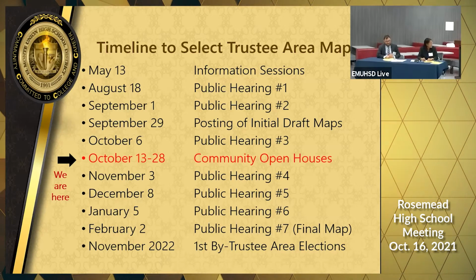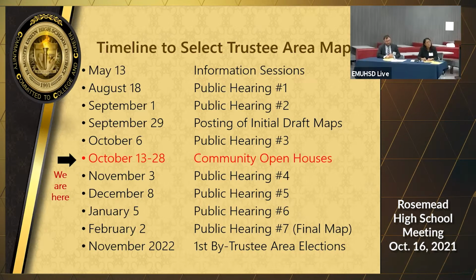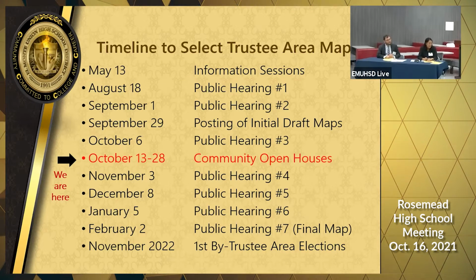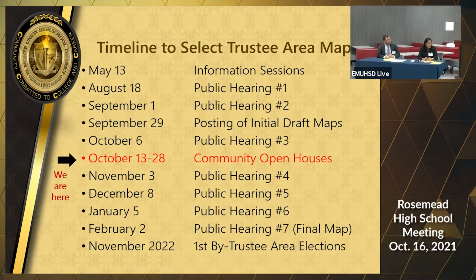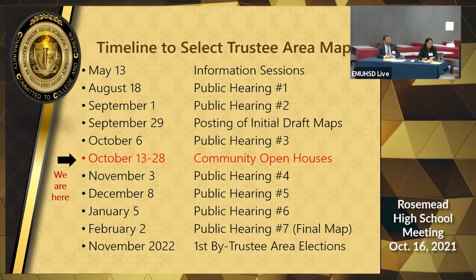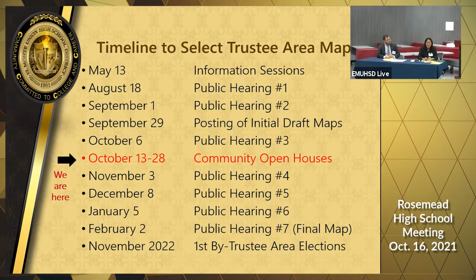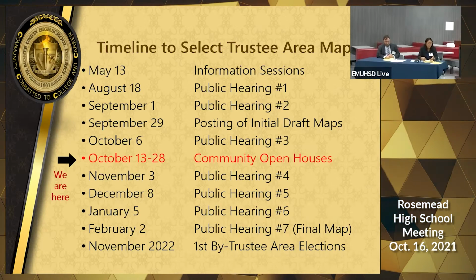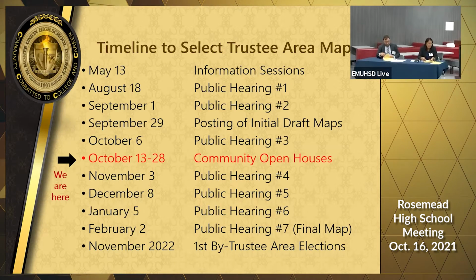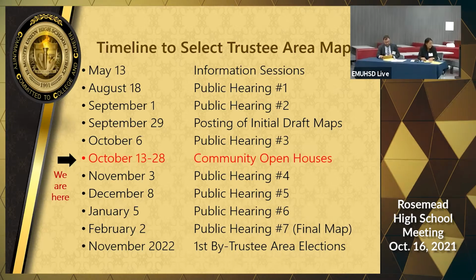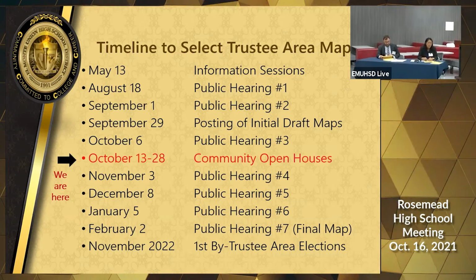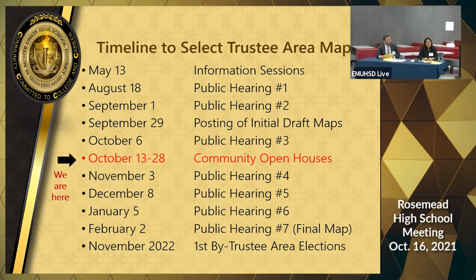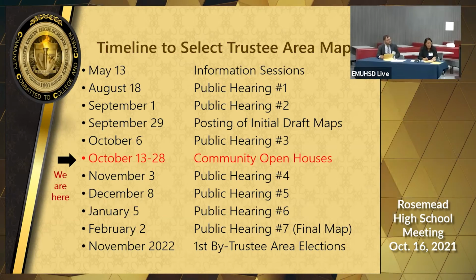On September 29th, we had an initial posting of draft maps that were shared with the board and with the public. Then on October 6th, we had the formal presentation to the board during a hearing. Now we are in the community public engagement process, wanting to get feedback from the community, and making sure that the community is providing that very important feedback during the community open houses from the 13th through the 28th. You'll have an opportunity to attend an open house. There are 5 set, and they are school site open houses.